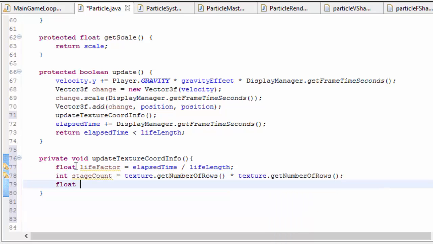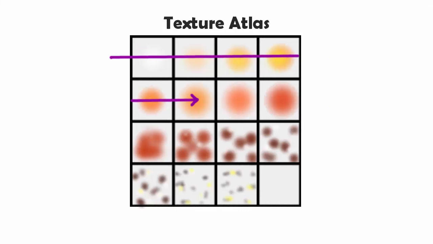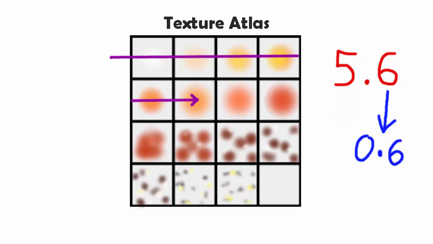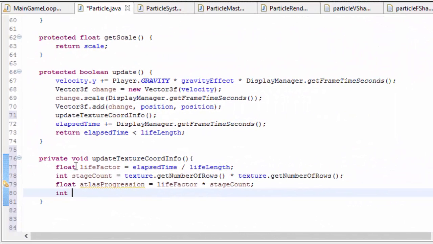We now want to find out how far along the stages this particle should be, and we can calculate that by multiplying the life factor, which is the number between 0 and 1, by the stage count, which is the number of stages in the atlas. So by doing that, we would get a number indicating how far along the atlas that particle should be, with the number before the decimal point indicating the index of the current stage, and the fractional part of the number is a number between 0 and 1, indicating how close to the next stage the particle is, and we'll be using this fractional part as the blend factor. So let's now do that in the code.